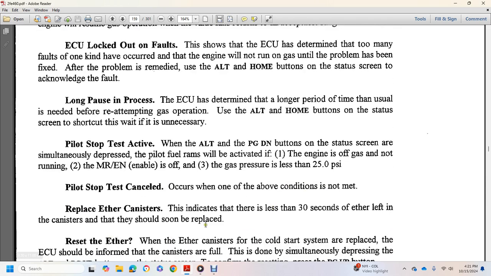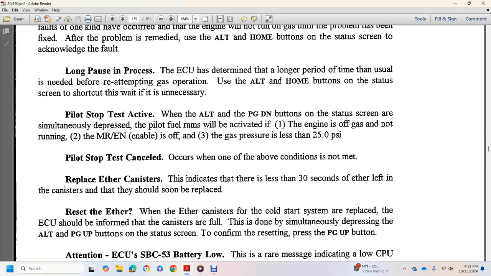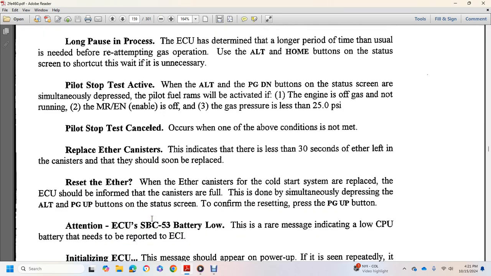Replace either canister that indicates there is less than 30 seconds of ether left. The canister that should not be replaced and the canister that should be replaced are indicated. Reset the ether canister of the cold start system and replace it; the engine control unit should be informed that the canisters are full. This is done by simultaneously pressing the Alt and Page Up buttons on the status screen. To confirm the resetting, press the Page Up button.